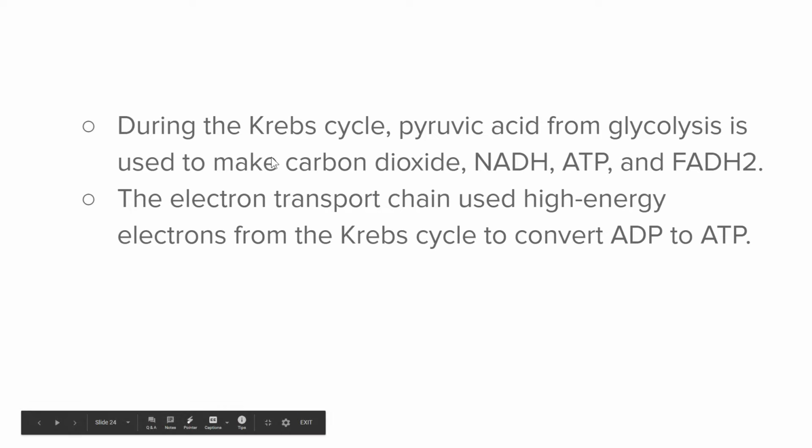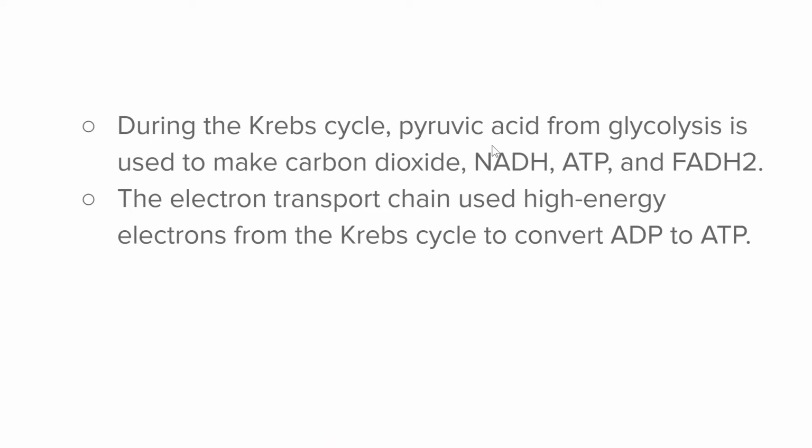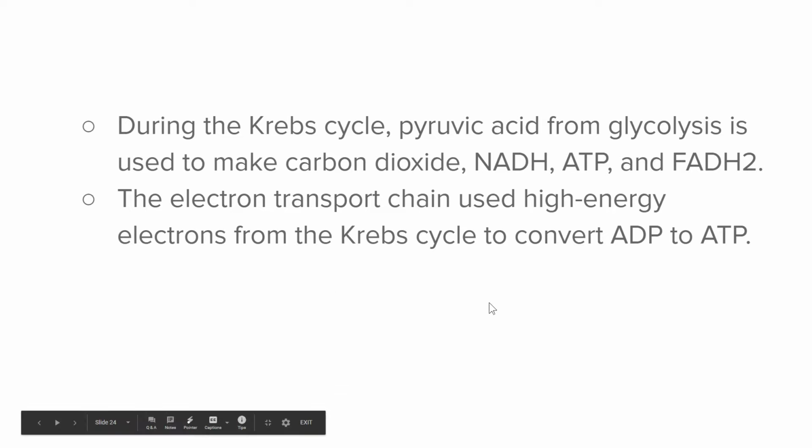So during the Krebs cycle, the pyruvic acid, what you break glucose down into, is used to make carbon dioxide and then carry all of those electrons and make ATP. The electron transport chain uses high energy electrons to convert the ADP to ATP. So that's, remember, this is the main thing. We're trying to take our energy and make ATP.